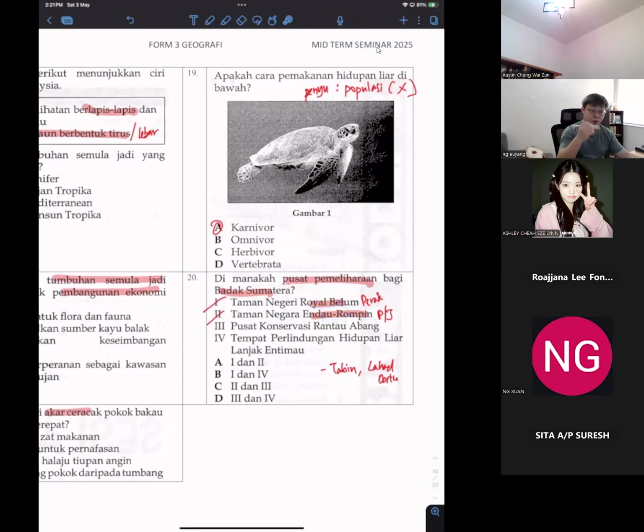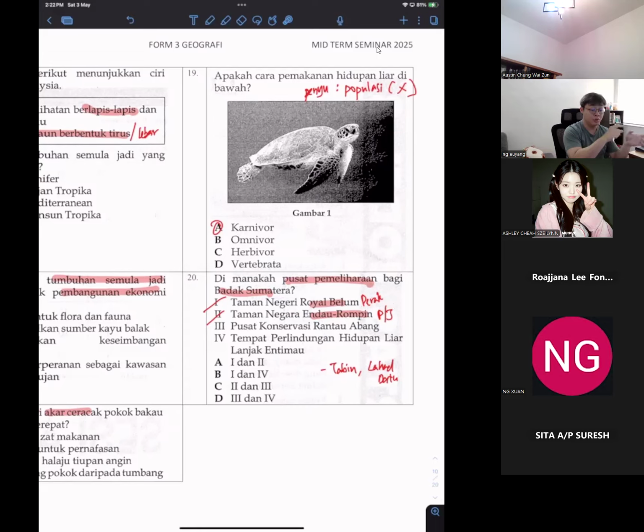So that's why some of the forensic experts, those geologists, are trying to send the Badak Sumatra to live in Sabah, Tabin, Lahad Datu, which is near to Gunung Mulu. So below Gunung Mulu, right? This is hutan gunung. Below Gunung Mulu, we have Taman Negara.